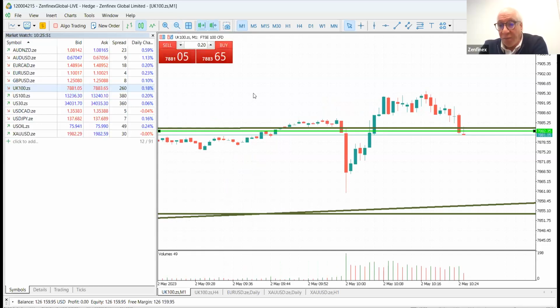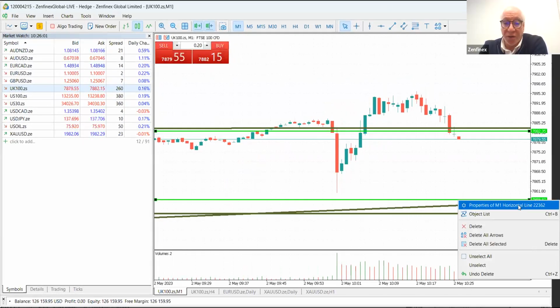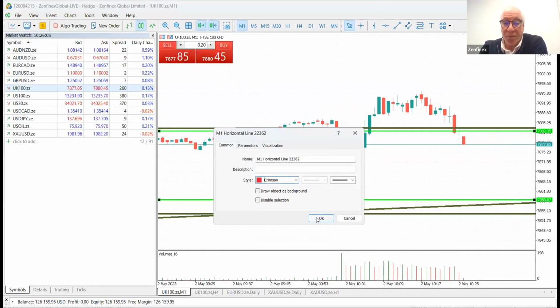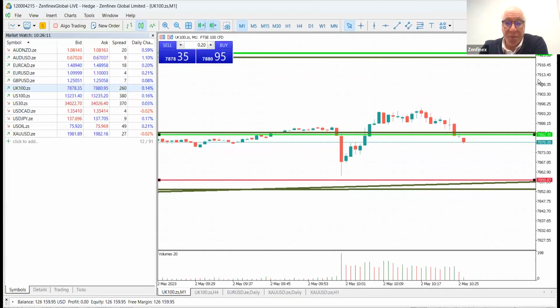So now that we're at this level here, we know where our stop is going to be, which is just below here. And I'll change the color of that to a red line. So we know that if it breaches it, we've been stopped out. And in the meantime, let's have a look at some other stuff.